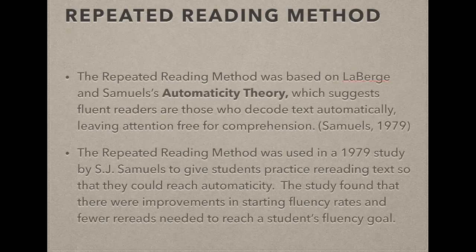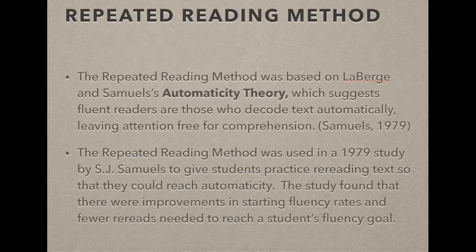The repeated reading method was based on LaBerge and Samuels' automaticity theory, which suggests fluent readers are those who decode text automatically, leaving attention free for comprehension. The repeated reading method was used in a 1979 study by Samuels to give students practice rereading text so that they could reach automaticity. This study found that there were improvements in starting fluency rates and fewer rereads needed to reach a student's fluency goal.